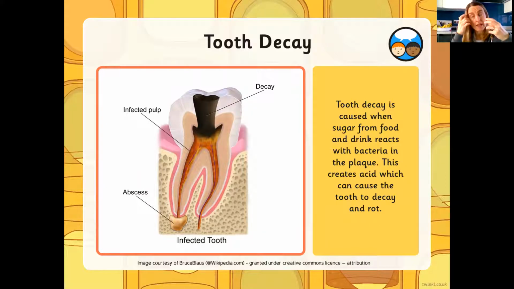So if there's a thin layer of plaque on your teeth and then you eat something sugary, the sugar from the food and drink can react with the bacteria in that plaque, and that can make an acid. An acid is not good because it starts to make little holes in your teeth and it starts to decay and rot your teeth. Doesn't sound very pleasant, does it? So that is how tooth decay happens.